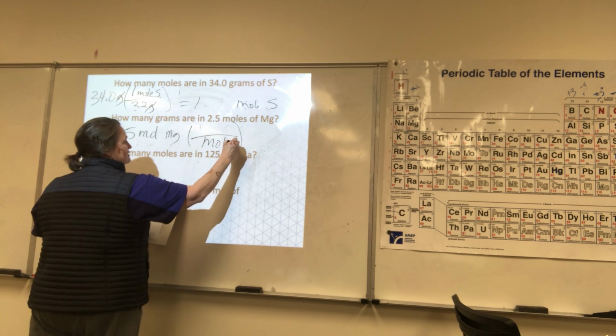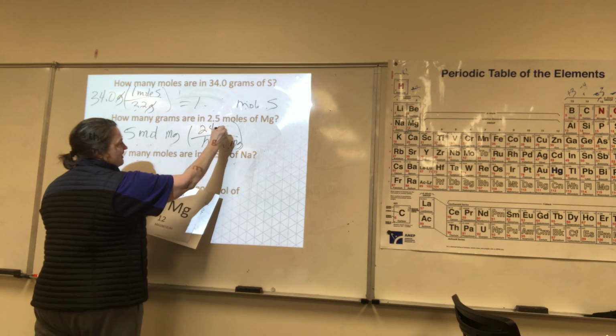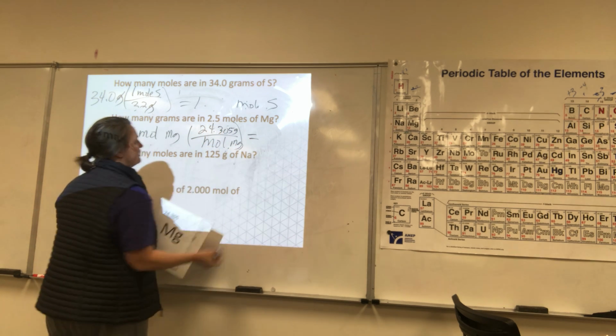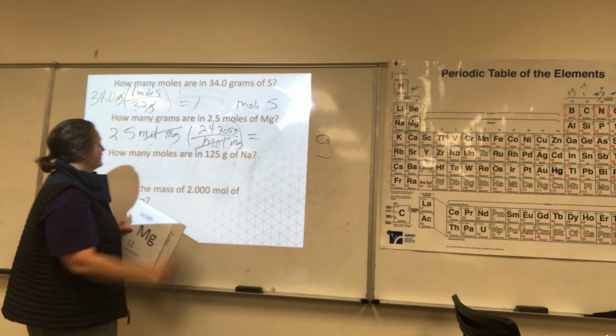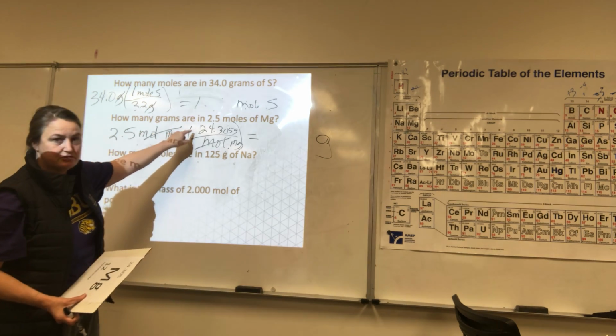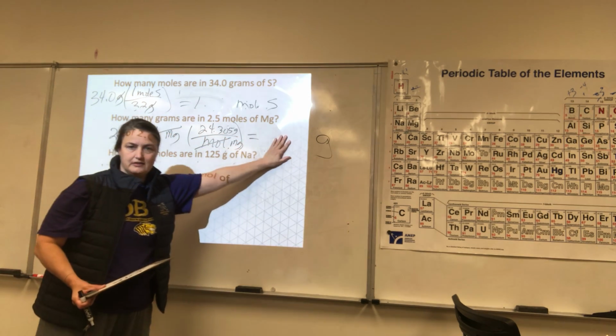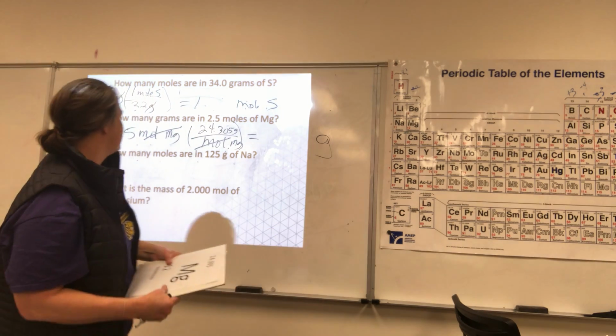1 mole of magnesium, we know there's 24.305 grams. The moles cancel, we're left with grams, and if you do the math, 25 times 24.305, you'll end up with the answer there. All right, so let's go to the next one.